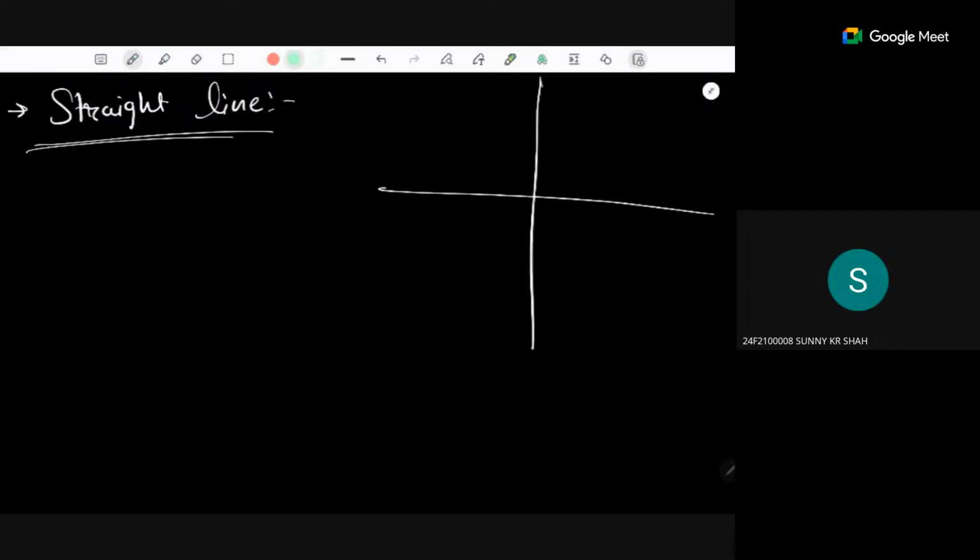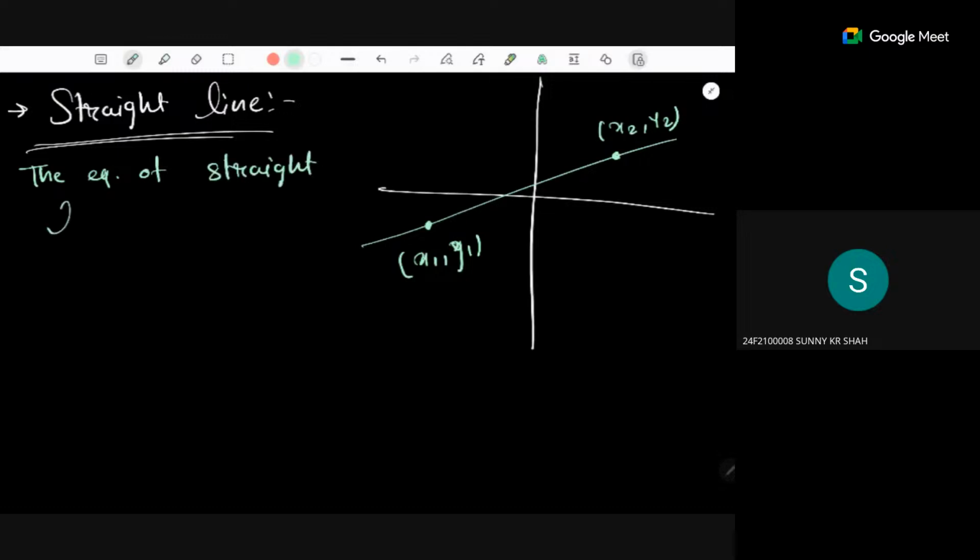So let's see what a straight line means to us. A straight line is just like a straight line. If we have this particular straight line, and we have 2 points on this straight line, x1 comma y1 and x2 comma y2, how can we find the equation of the straight line? For the equation of a straight line, there are several representations. We use the slope-intercept formula. The equation of a straight line is y is equal to mx plus c.